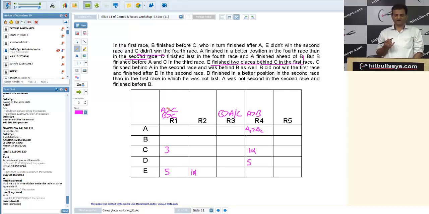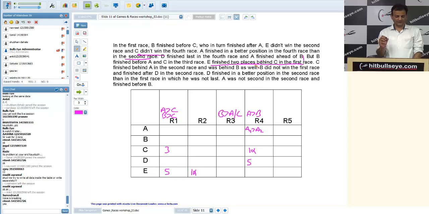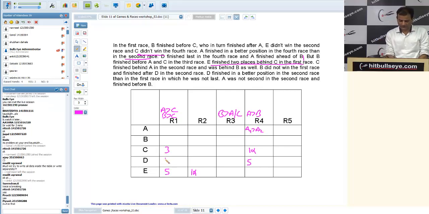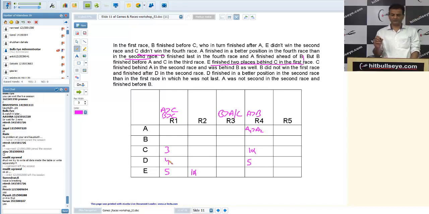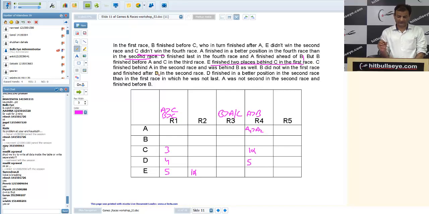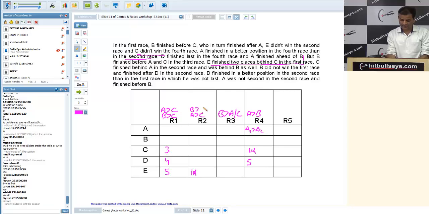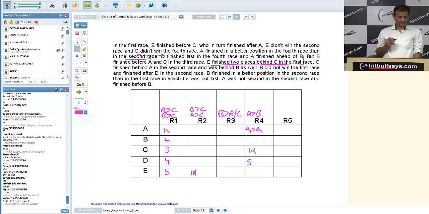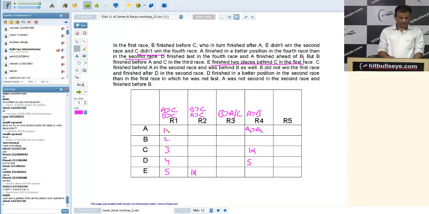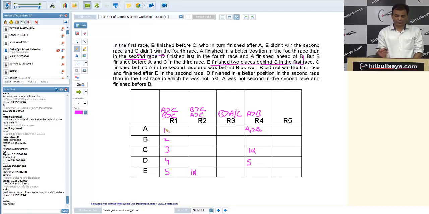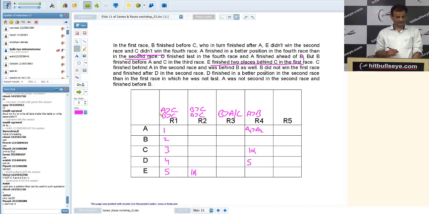So that means A and B will be at the first and the second place. Is it clear? Because E finished 2 places behind C in the first race, D should be 4, because A and B are greater than C and C is 3. C finished behind A in the second race, so A is greater than C, and was behind B as well, so B is also greater than C. B did not win the first race. Now it is clear, B did not win the first race, so A is the winner. So we have completed race 1. C cannot be 4, so C has to be third. E finishes 2 places behind C in the first race. A and B are greater than C. Okay, Vishal.